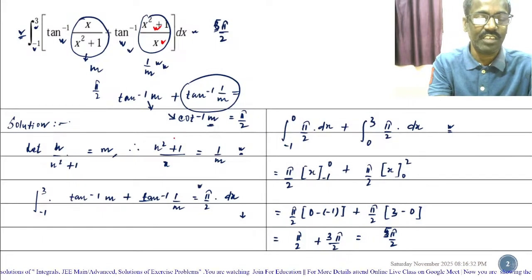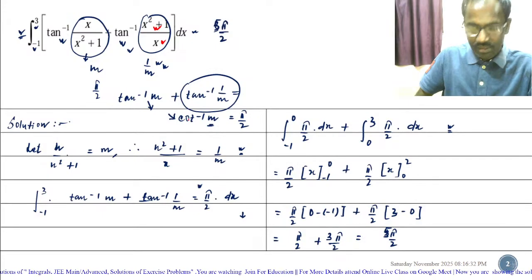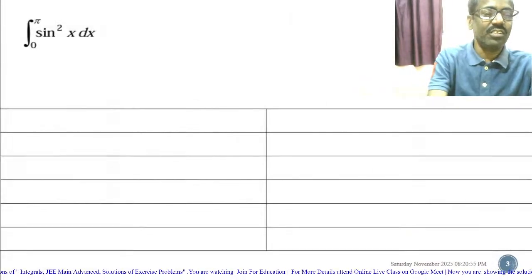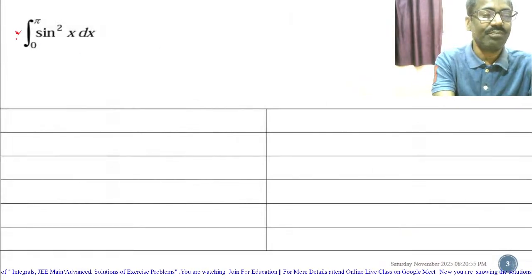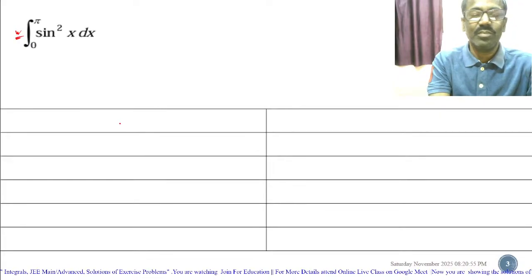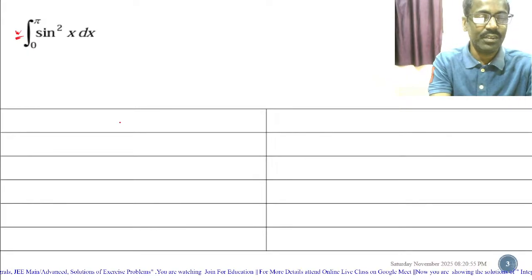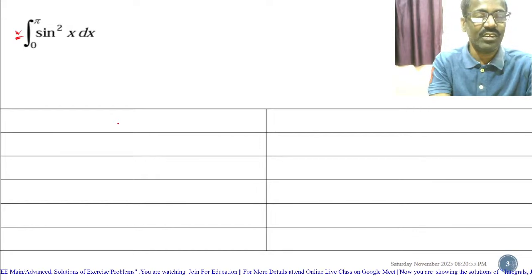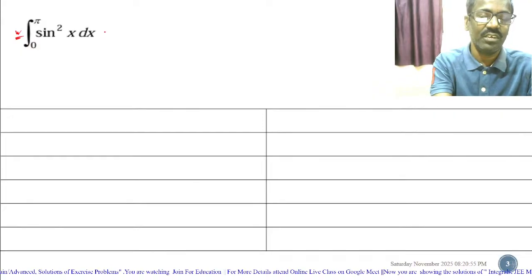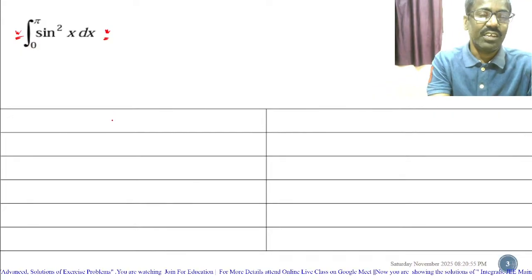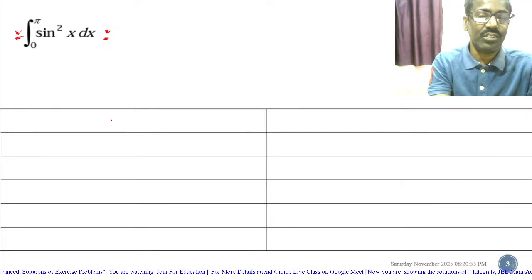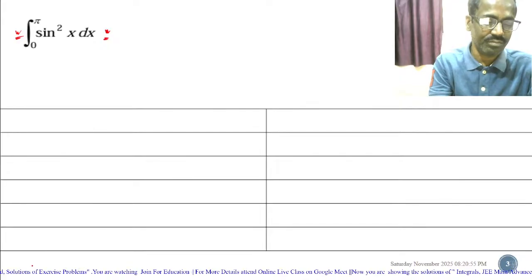So let's see the next question. So this is the next question. The standard of the question is JEE Main or Advanced. This is a definite integral. In this question, it asks us to find the value of the definite integral from 0 to pi of sin square x into dx. This is also a tricky question based upon the formula of cos 2x. Let's see the solution.